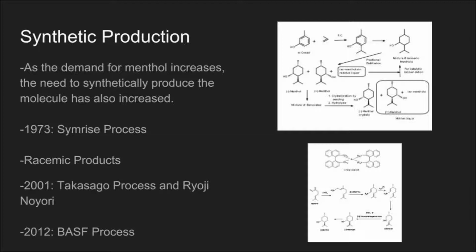Chemists must figure out how to develop a process that produces desirable menthol isomers, L-menthol, from the racemic mixtures that the synthesis produces. Ryoji Noyori made a major breakthrough in this problem with asymmetric hydrogenation catalysts involving ruthenium. The Takasago process, bottom right, implements Noyori's S-BINAP catalyst to catalyze the addition of lithium amide to myrcene to produce L-menthol. Menthol synthesis is still evolving, most notably in 2012 by the German company BASF.